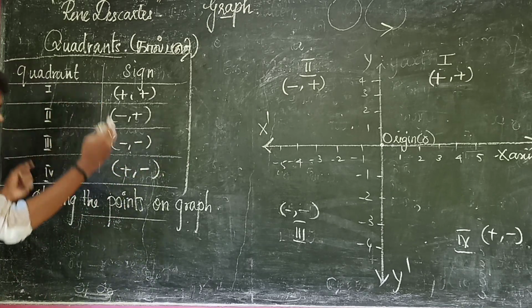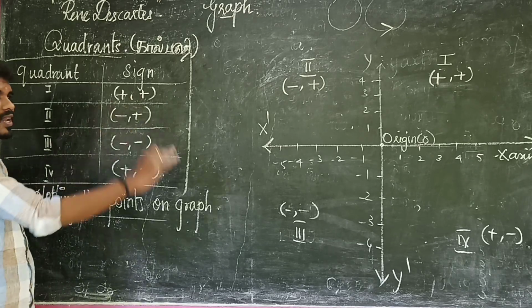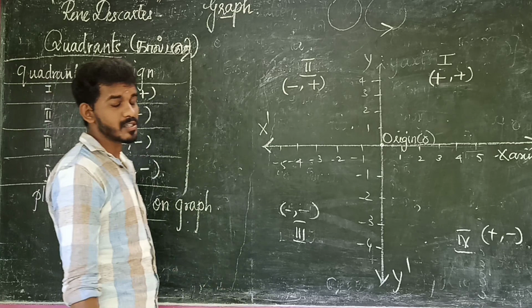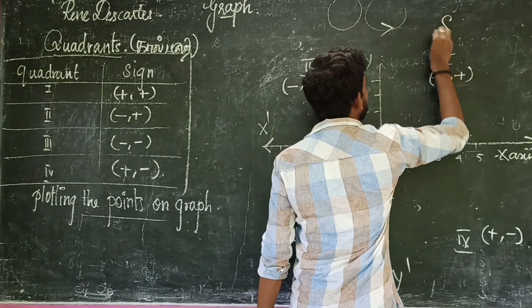Okay, so this is the way we want to write the sign of the graph. Up to this, I hope you all understood. Now we are going to write scale. Always we want to write the scale in the first quadrant side.